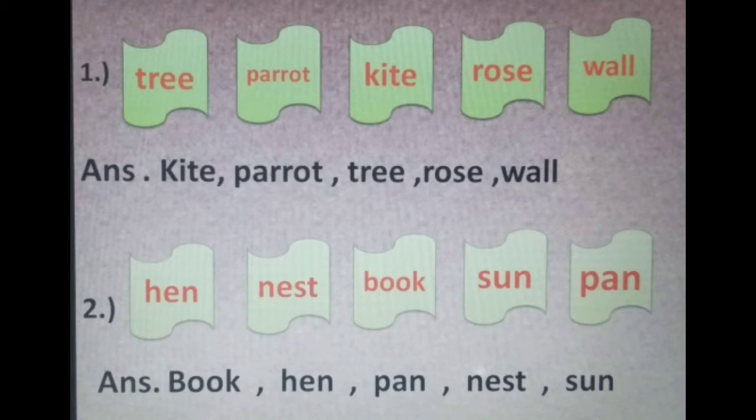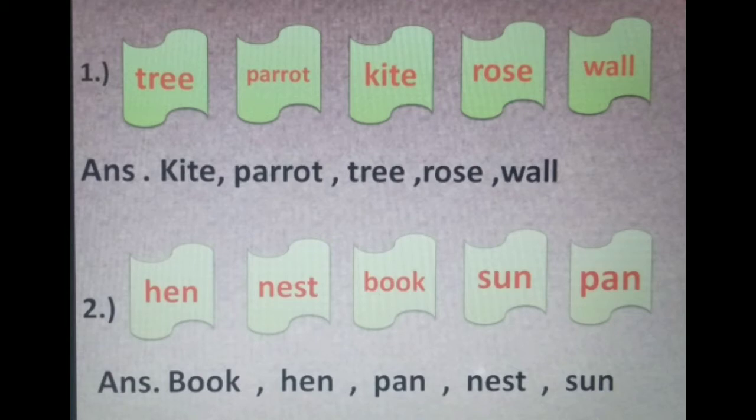For example, first, tree, T-R-E-E, tree. Second, parrot, P-A-R-R-O-T, parrot. Third, kite, K-I-T-E, kite. Fourth, rose, R-O-S-E, rose. Fifth, wall, W-A-L-L, wall. Now all these words we have to arrange in alphabetical order.